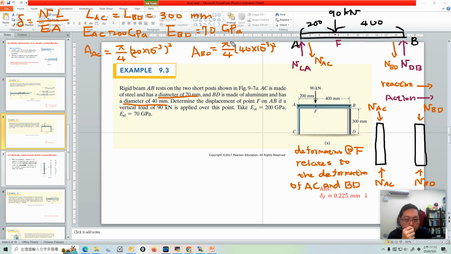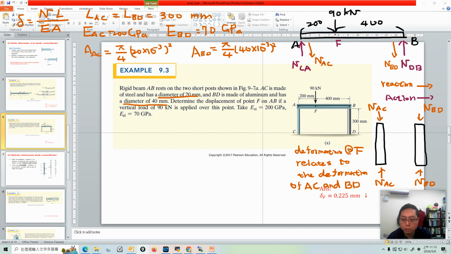The only thing we don't know is the normal force, N_AC and N_BD. So how to get N_AC and N_BD? We have to go back to the equilibrium of the beam AB. The beam AB gives you a lot of information, so you can use the rigid body equilibrium of the beam AB to find N_AC and N_BD.